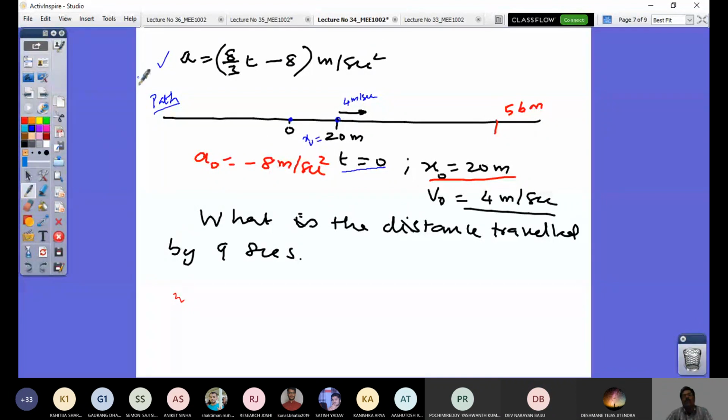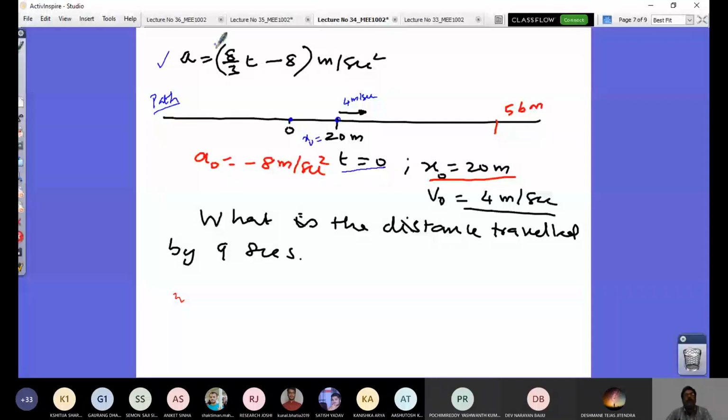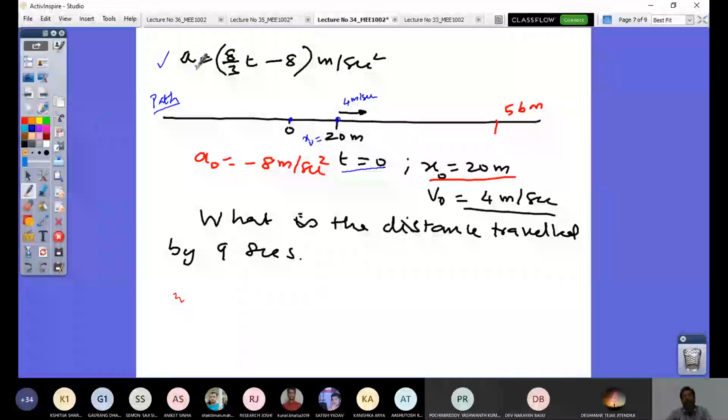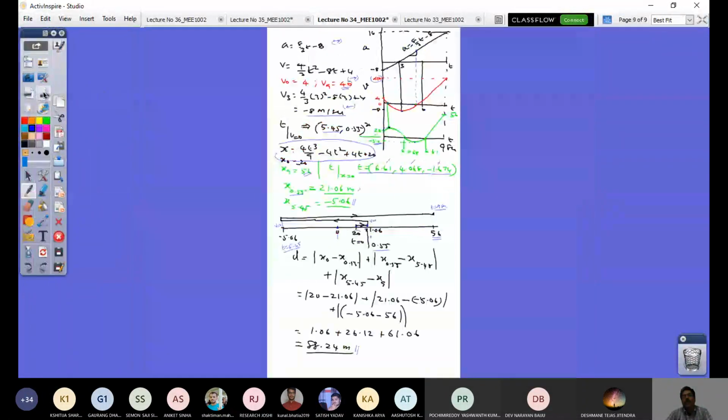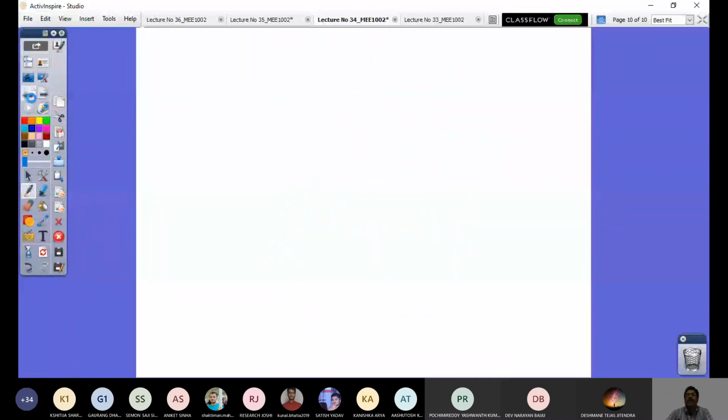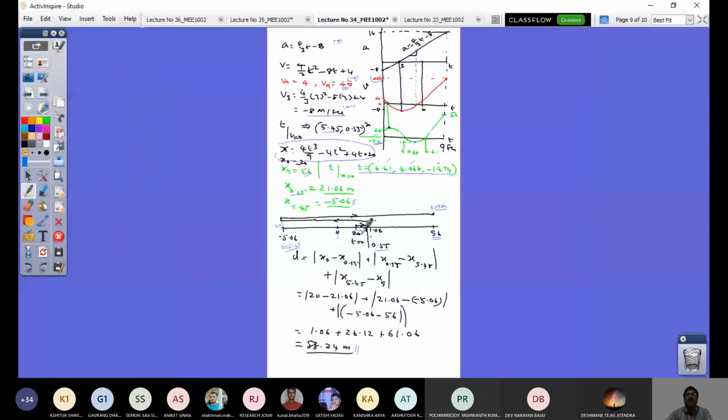So we were able to find, in 9 seconds, the motion executed by a particle whose acceleration relationship is given by 8t/3 minus 8 meters per second squared. We were able to plot the motion curves, and hence solve this problem. We could find the total distance traveled in 9 seconds. This is another rectilinear motion, which comes under the category of translation.